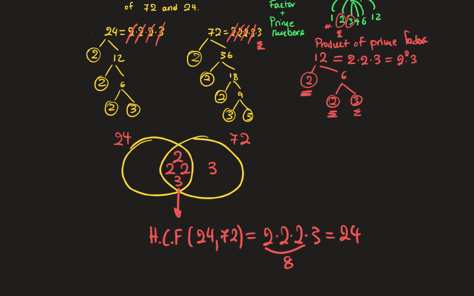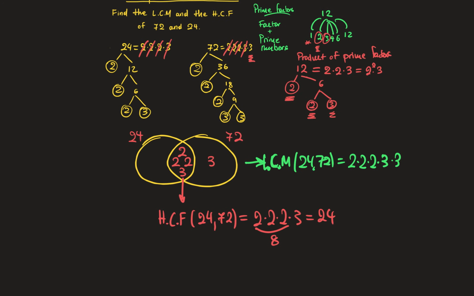And then the lowest common multiple is found by multiplying everything you see across the Venn diagram. So the lowest common multiple of 24 and 72 is going to be 2 times 2 times 2 times 3 times the other 3, and that's going to become, of course, 72. Now, it so happened that the lowest common multiple of 72 and 24 is one of the two numbers, which is the 72, and the highest common factor is 24, but that's not always the case.